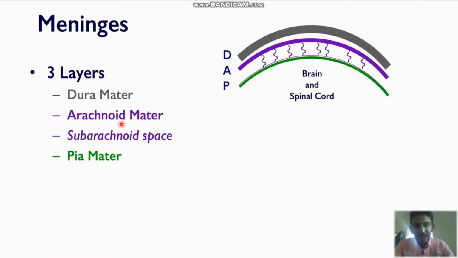After this arachnoid mater, there is the subarachnoid space. This subarachnoid space contains CSF, cerebrospinal fluid, which is present in this space here.